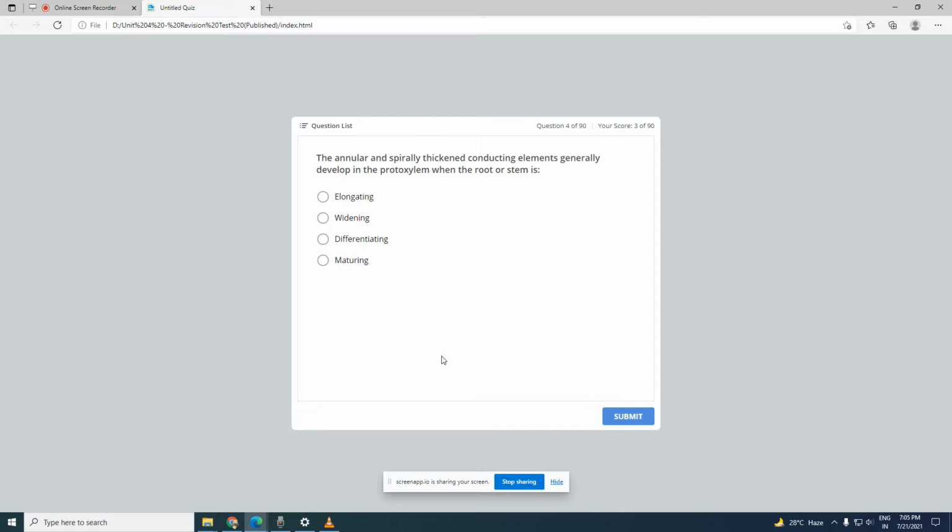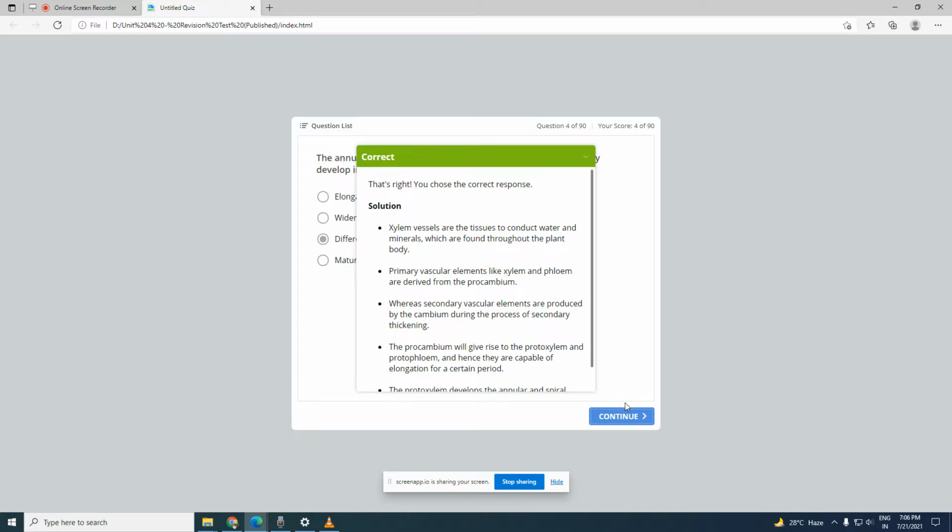So the right answer is, is it maturing or widening, differentiating, elongating? It's differentiating. The next question.